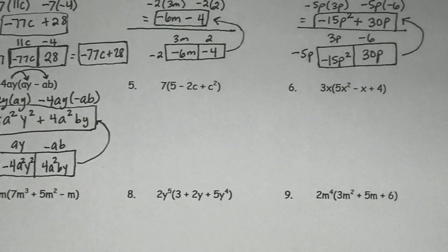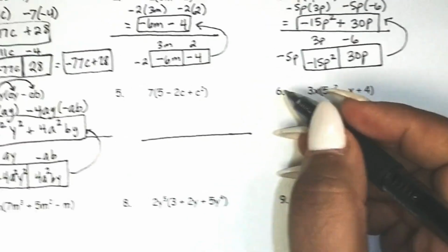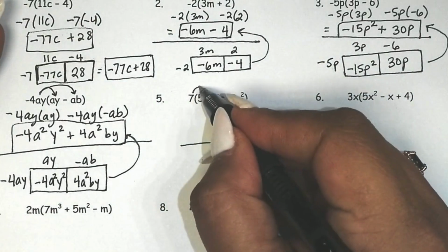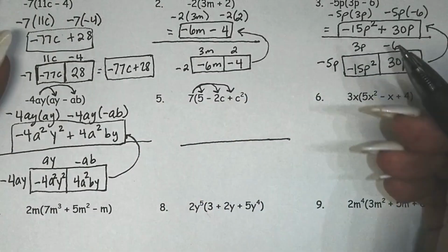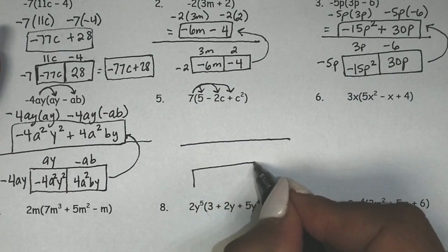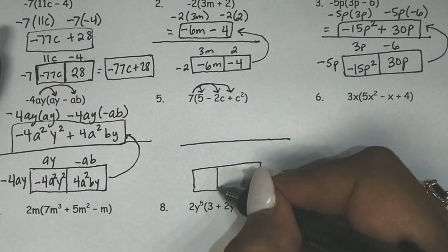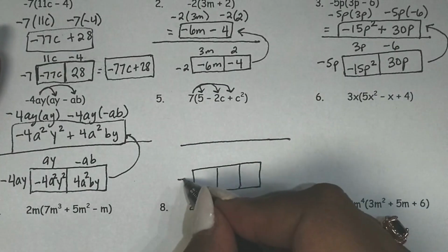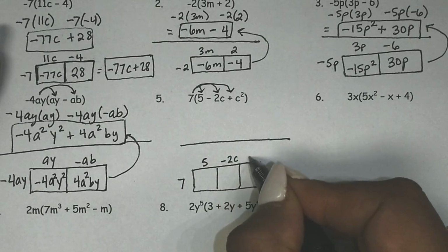and that's your answer. All right, let's go ahead and look at number 5. If I do distribution, all I'm doing is my little arrows. If you're doing the box method, you're creating your 1 by 3 now. 1 by 3. So we have the 1, and then we have 5, negative 2c, and then c squared.